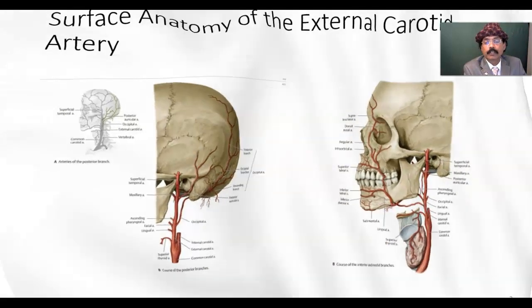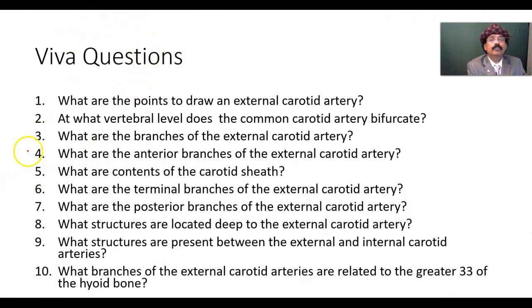So these are the viva questions. What are the points to draw an external carotid artery? First point, at the anterior border of the sternocleidomastoid muscle, at the level of the upper border of the thyroid cartilage. At what vertebral level does the common carotid artery bifurcate? It is also at the level of the upper border of the thyroid cartilage, the intervertebral disc between C3 and C4. What are the branches of the external carotid artery? We discussed that. What are the anterior branches? We discussed, we have 3 anterior branches.